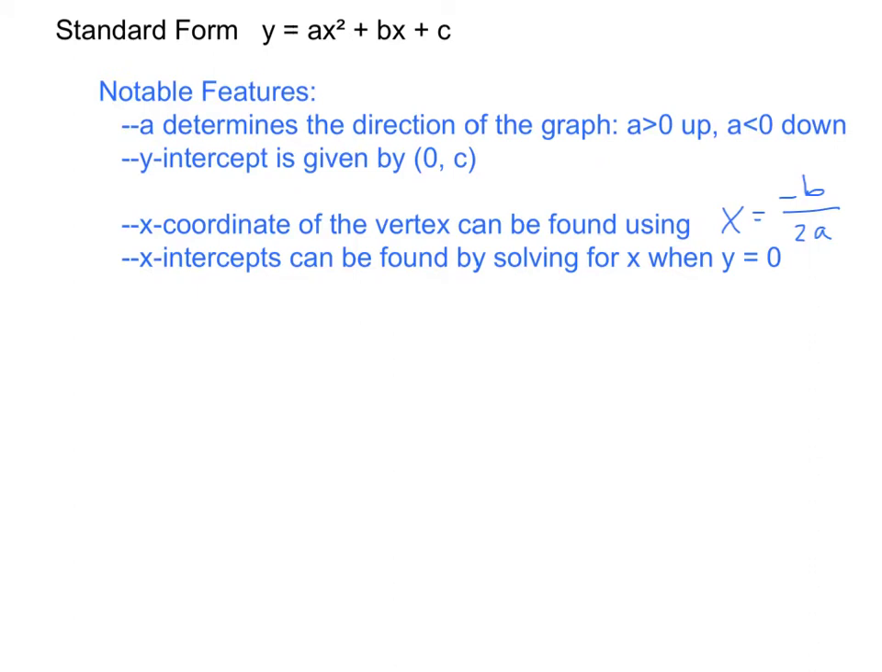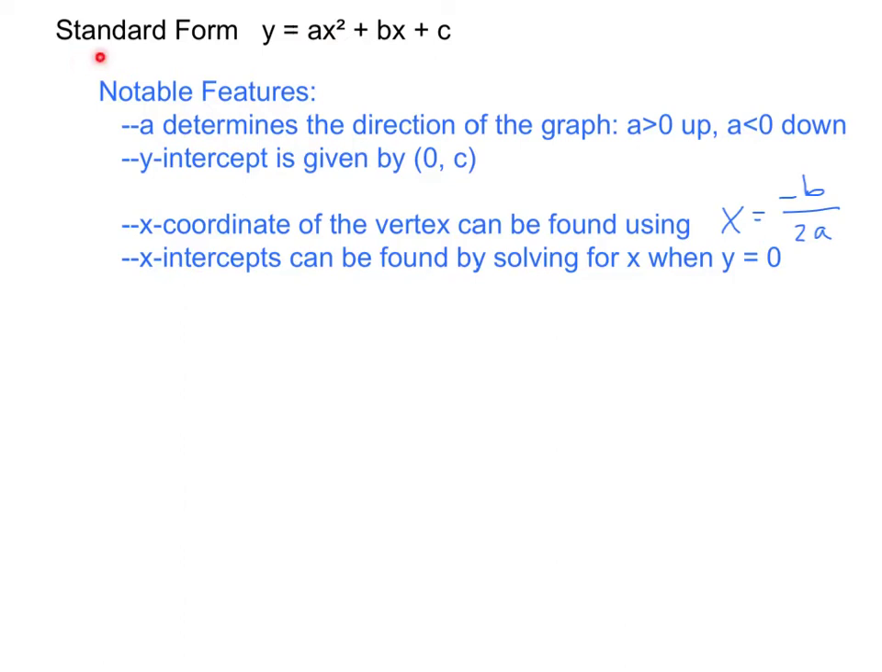So when we are in standard form, y equals ax squared plus bx plus c, be aware that the a, the leading coefficient, is really important. This first line here is going to be exactly the same for the other two forms as well. a determines the direction of the graph. If a is greater than 0, the parabola is opening upward. If a is less than 0, the parabola is opening downward. You may also know that the bigger the absolute value of a, the steeper and more narrow the parabola is. And if that a value is a small fraction, it's going to end up being a wide open parabola.